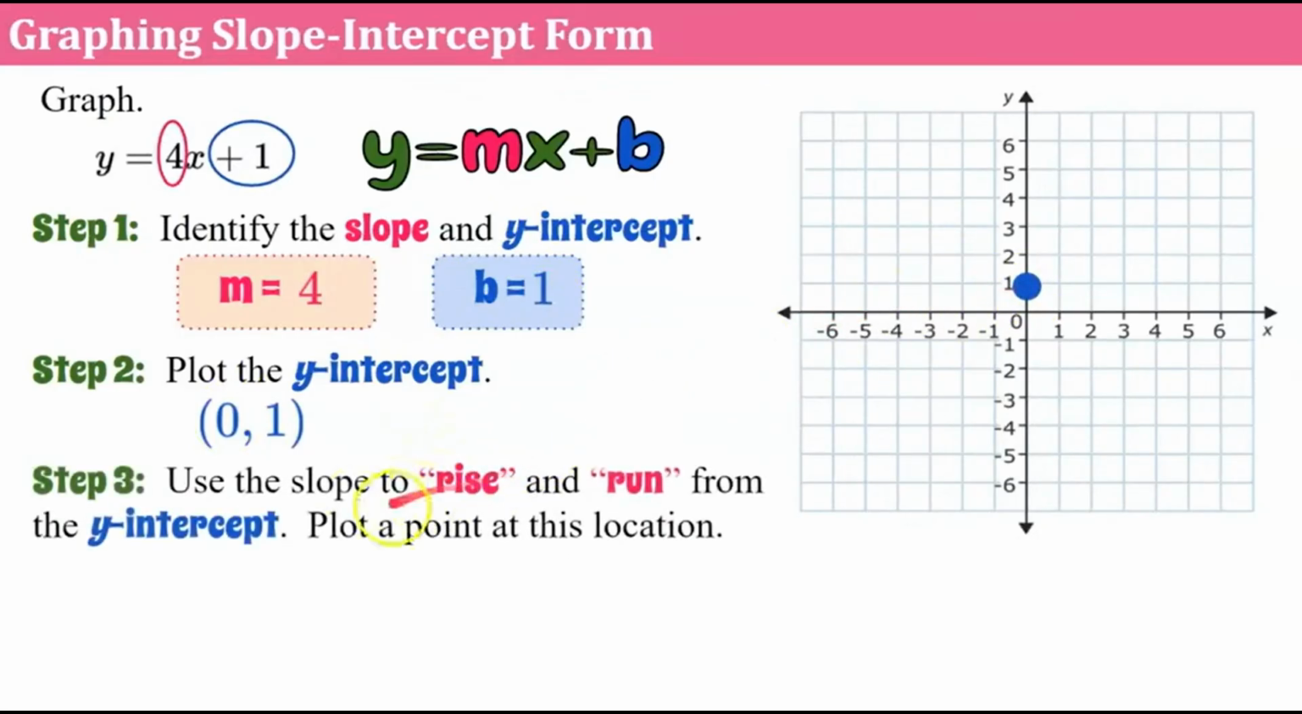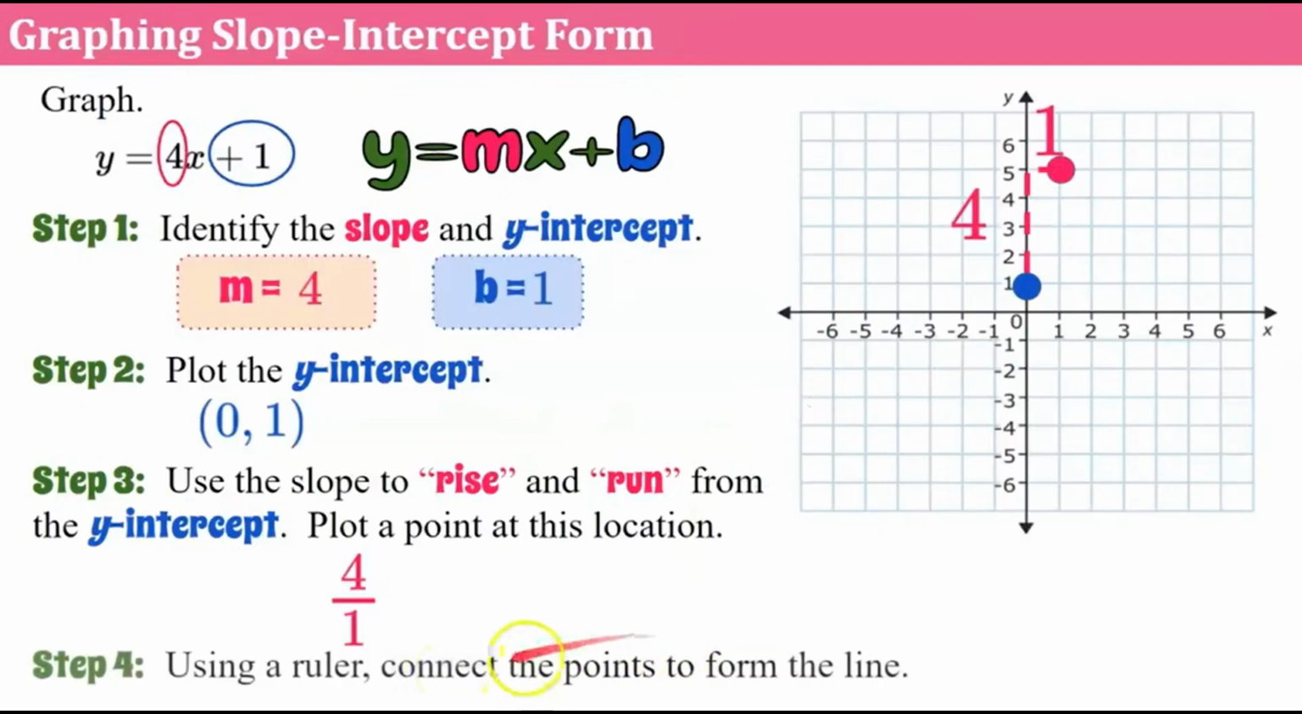Step 3, we're going to use our slope to rise and run from the y-intercept and plot a point at that location. So again, our slope is 4, which is 4/1. Remember, any whole number can have a denominator of 1, so our ratio rise over run is 4 over 1. So we're going to go to our y-intercept. We're going to rise 4, 1, 2, 3, 4. Then we're going to run 1. Then we're going to put our point.